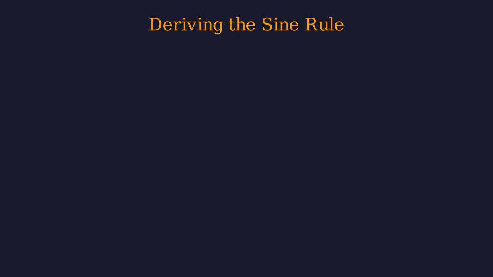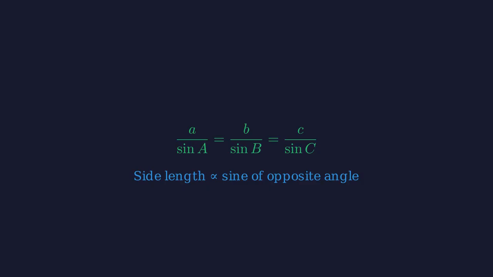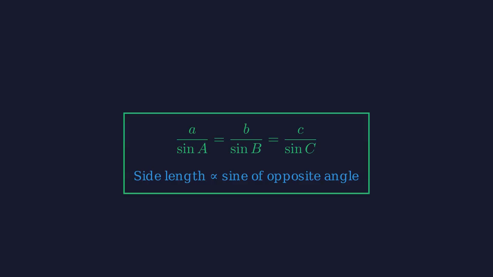First, the sine rule. Picture any triangle labeled ABC with opposite sides A, B, C. Drop an altitude from one vertex. The height splits the triangle and creates right-angled relationships. Using sine on those right triangles gives you expressions like a over sine A equals b over sine B equals c over sine C. In plain English, the side length is proportional to the sine of its opposite angle. That's why the sine rule is perfect when you know an angle and the side opposite it. The formula directly relates the two.